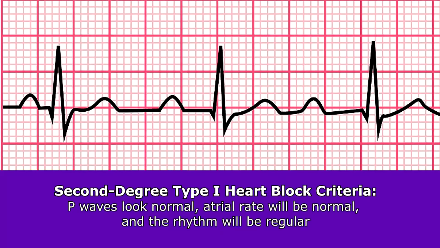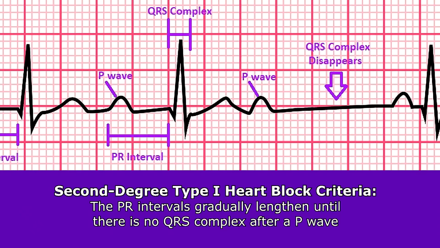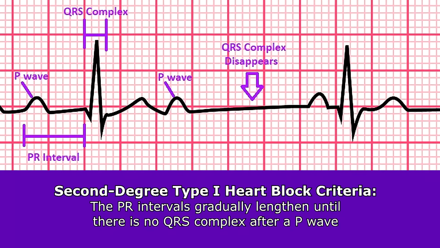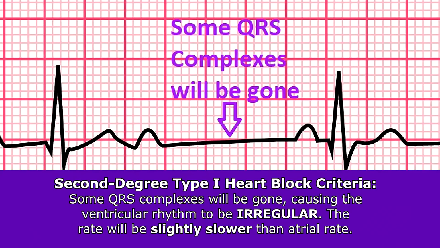Therefore, whenever we look at the characteristics and criteria for this to be a second-degree type 1 heart block, you're going to see normal-looking P waves. And the P waves tell us about the atrial rate and the atrial rhythm. So the atrial rate will be normal, the rhythm will be regular, but the hallmark is that we're going to have gradually longer PR intervals until we don't have a QRS complex behind a P wave, and this cycle will repeat itself again. So whenever you do see those QRS complexes, they will look normal and they will measure less than 0.12 seconds, but some of those will be gone. And because of that, the ventricular rhythm will be irregular and the ventricular rate will be slightly slower than the atrial rate.